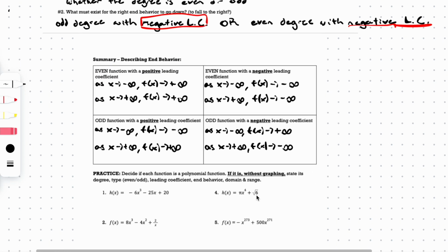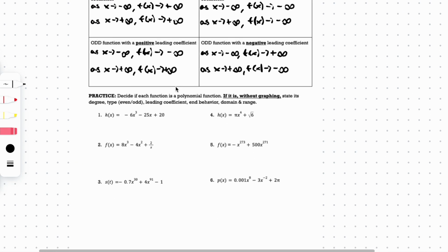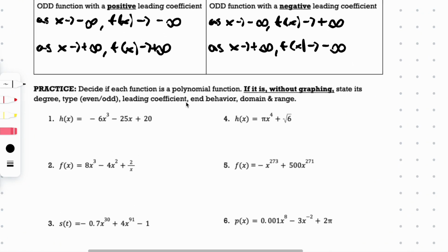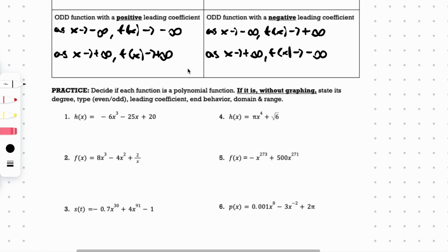Perfect, great. Now let's do some practice. So with this information, with this knowledge of end behavior, using our degrees, even or odd, and our leading coefficient being negative or positive, we're going to try to get an idea of this graph without graphing.